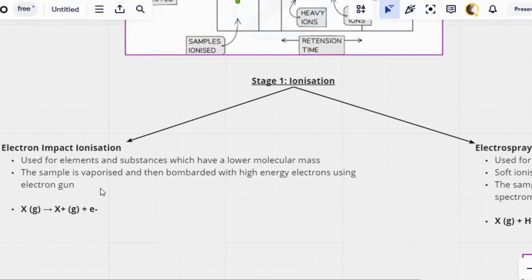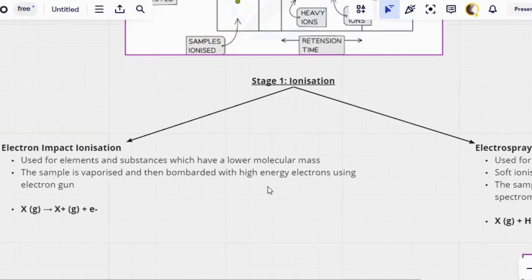This is the method of ionization which is used for elements or substances which have a lower molecular mass. In this technique, the sample is vaporized and bombarded with high energy electrons, and these high energy electrons are fired from an electron gun, which is a very hot wire filament that emits electrons as the current runs through it.